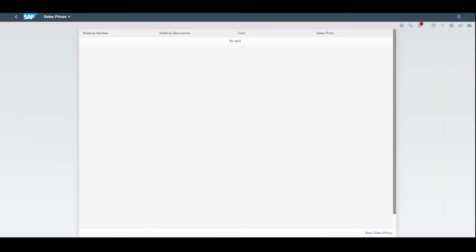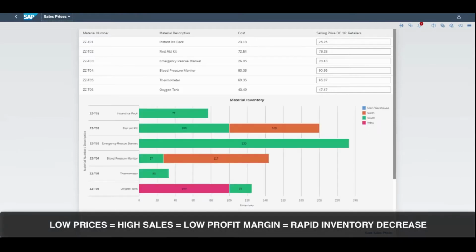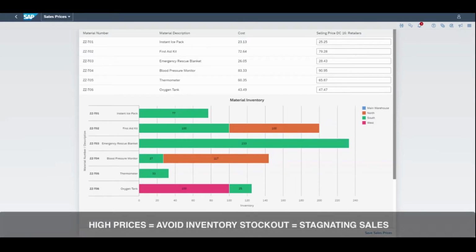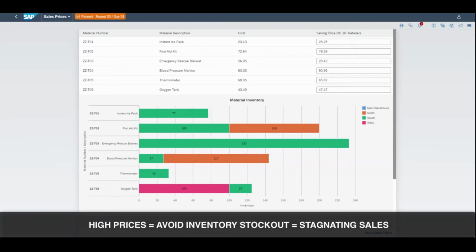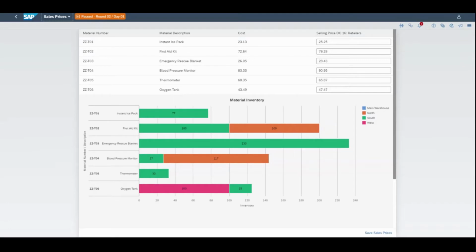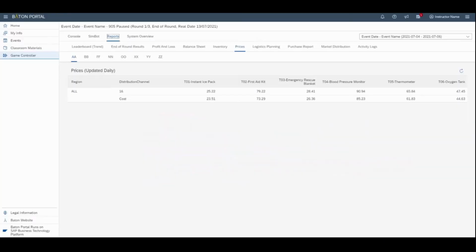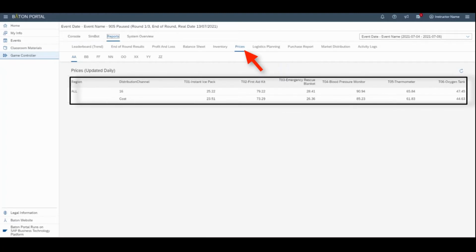By lowering the price of the products, sales will speed up, but profit margin will decrease and inventories may deplete too rapidly. Conversely, choosing a high pricing strategy will result in higher margins and avoid inventory stockouts, but sales may stagnate. As an instructor, make sure that participants are never selling their products under cost. From the instructor's report in the game controller, this can be monitored in the prices report showing the product costs and selling prices updated daily for each team.